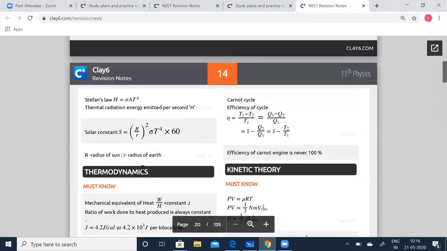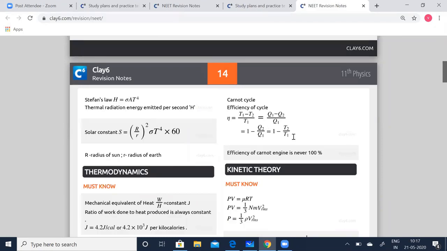Carnot cycle is a very important topic. The efficiency of the cycle, eta, is equal to T1 minus T2 by T1, which is equal to Q1 minus Q2 by Q1, where T1 is the initial temperature, T2 is the final temperature, Q1 is the initial energy, and Q2 is the final energy. Or you can take it as 1 minus Q2 by Q1 is equal to 1 minus T2 by T1. Cancelling the 1 and 1, you get Q2 by Q1 is equal to T2 by T1.